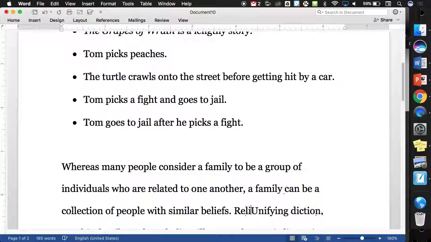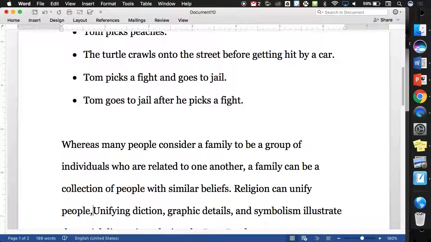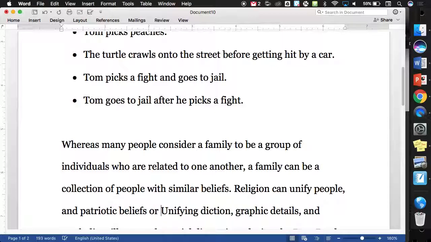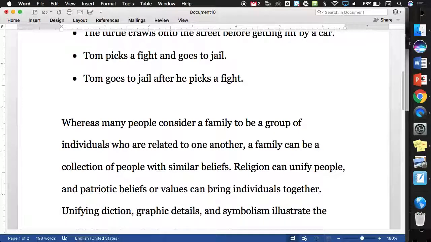Okay, so religion can unify people, and patriotic beliefs or values can bring individuals together. We're drafting. It's not the greatest attention grabber in the world. I wrote a complex and a compound sentence. Whereas many people consider a family to be a group of individuals who are related to one another, a family can be a collection of people with similar beliefs. Religion can unify people, and patriotic beliefs or values can bring individuals together. I don't know if Emma's going to write about religion and patriotic beliefs, but that would start to be a transition into an idea that you're going to get into.